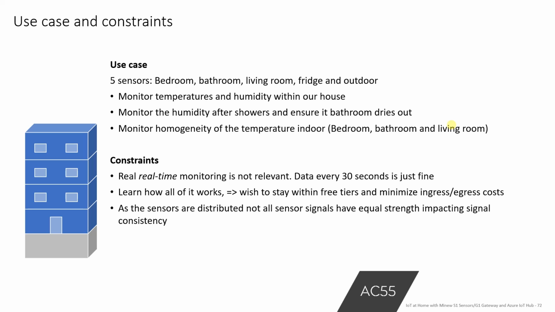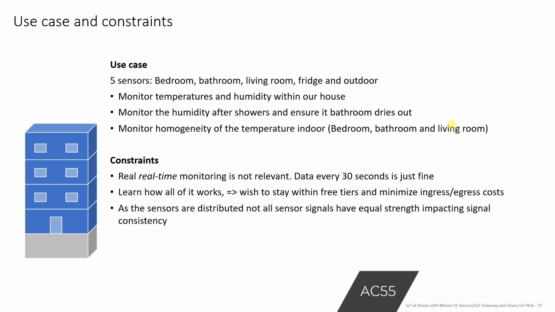As I'm trying to learn here, I want to stay within the free tiers within Azure and also minimize my ingress and egress costs. So ingress and egress are fancy words for the amount of data I send into the cloud and take out of the cloud. So depending on how I set the frequency with which we upload, I impact both the number of messages that I consume within the free tier and the amount of data I consume. I'll show you exactly how to manage all of this later.